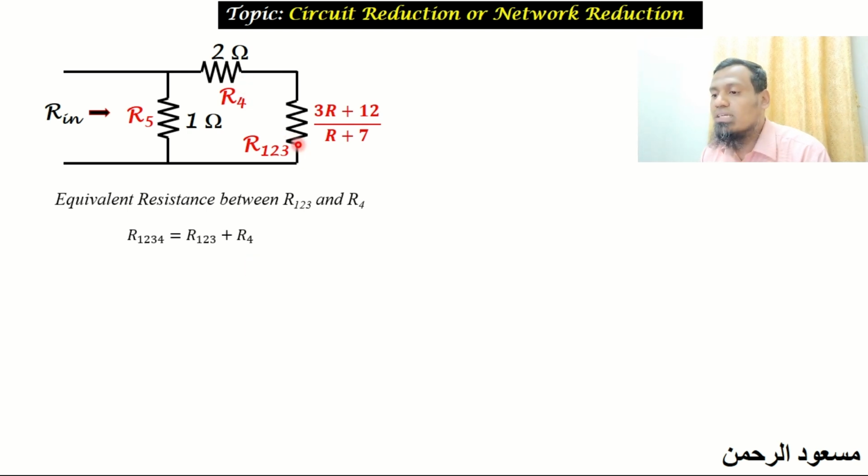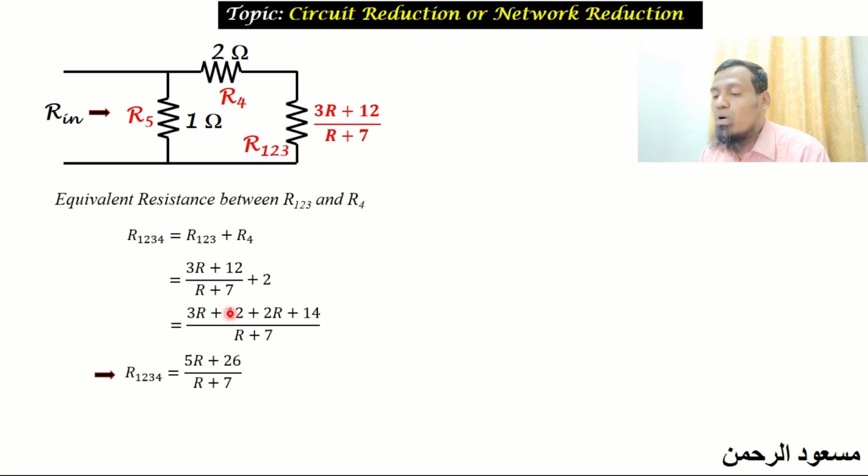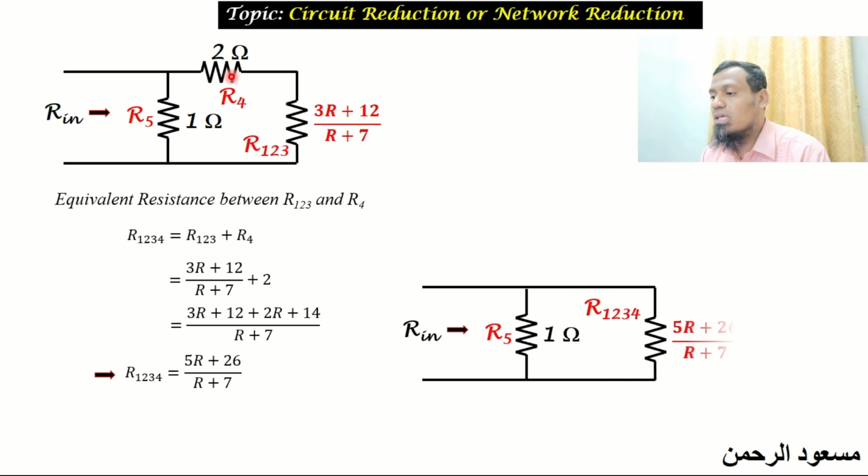By putting up the values, it is equal to 3R plus 12 divided by R plus 7. With this, we have to add this 2 ohm resistance. Simplify the equation, by which we will get the answer of R1234, which is equal to 5R plus 26 divided by R plus 7. So by combining this, we can redraw the circuit as given to you here.